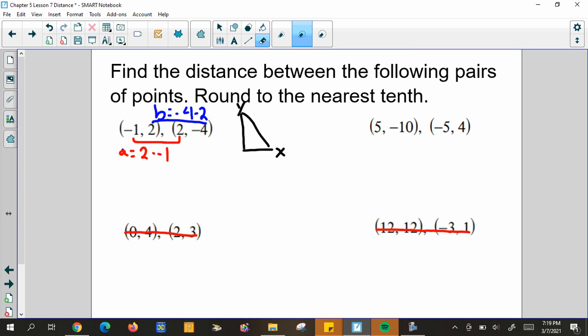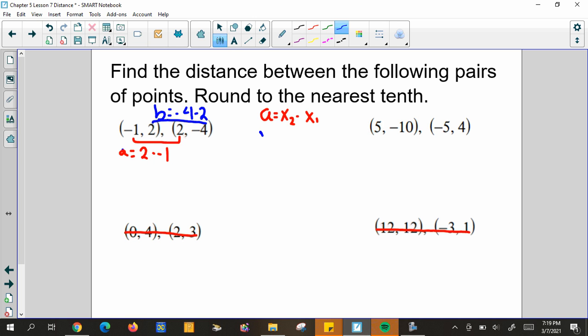And in this case, again, for the right triangle, we have a horizontal and a vertical. And we're saying that A is just the x2 minus x1, and the B is y2 minus y1. This is just as if we found the slope between 2 points.